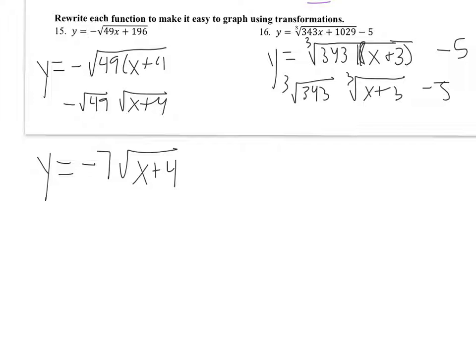Cubic root of 343 is also 7. So I have 7 cubic root of x plus 3. Subtract 5 on the outside.